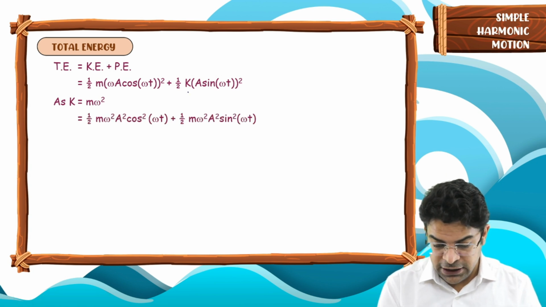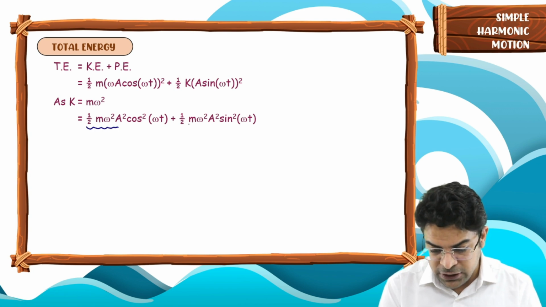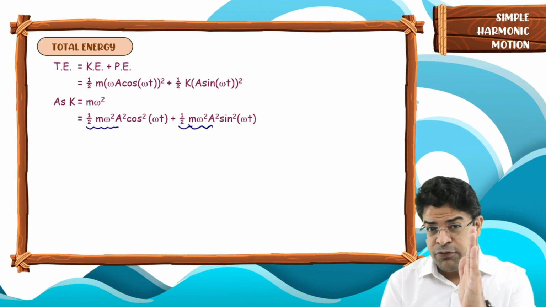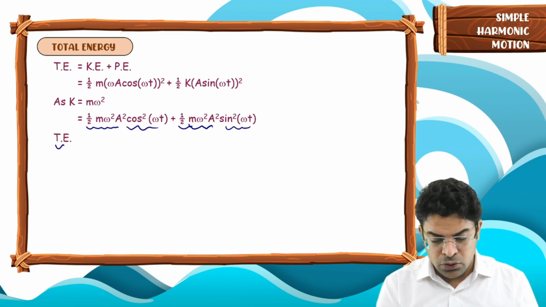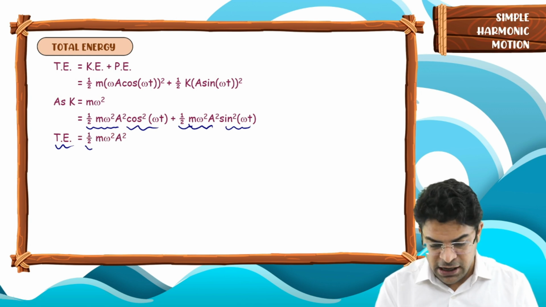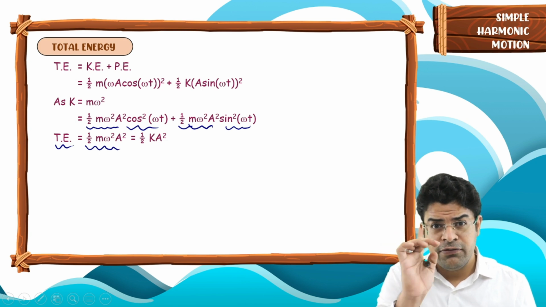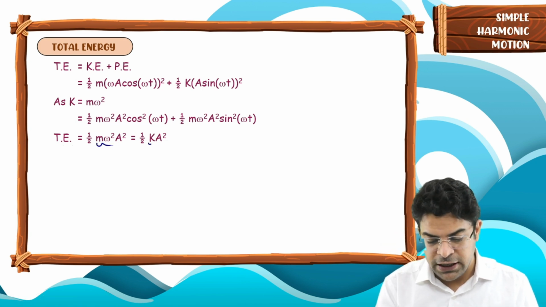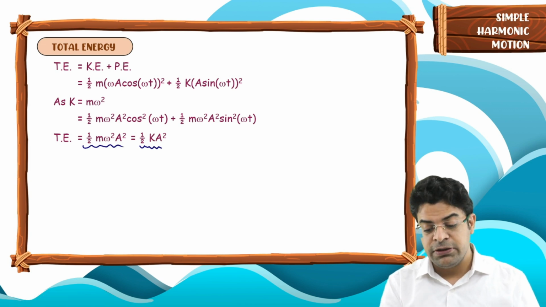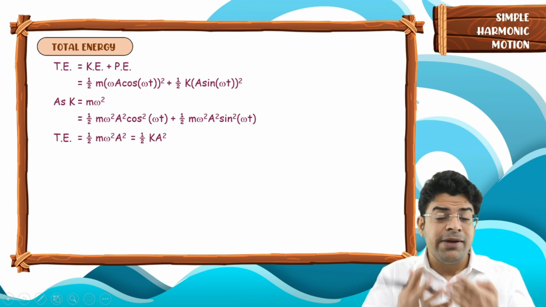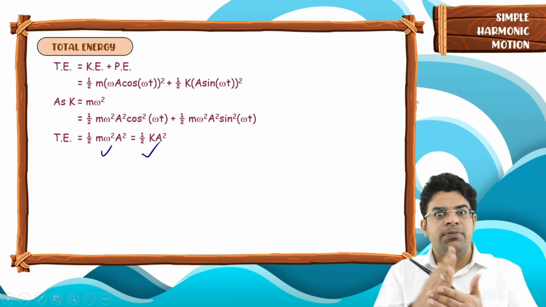So substituting in place of k, m omega squared, and then taking common half m omega squared a squared from both the terms, what you are left with in the bracket is sine squared omega t plus cos squared omega t, which is 1. So the total energy at any time t is half m omega squared a squared, and in place of m omega squared you can write k. So the total energy comes out to be half m omega squared a squared, which can also be written as half k a squared. Now do remember, these two terms are nothing but the maximum possible kinetic energy and maximum possible potential energy.